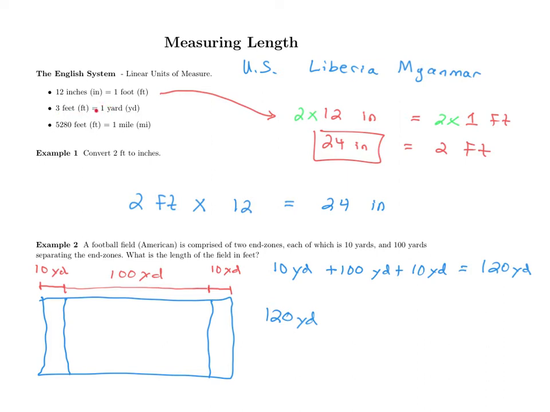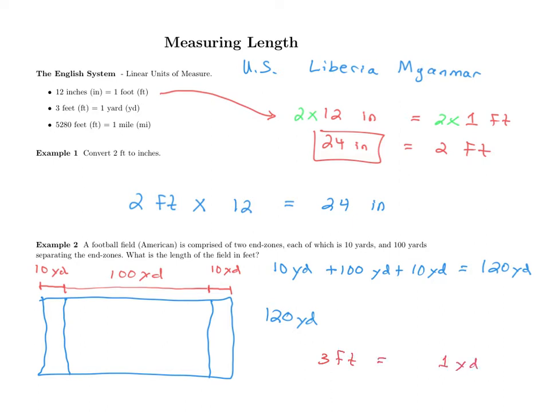But I want this to be 120. So what could I do to both sides of this conversion factor for that to happen? I can multiply both sides by 120. I can multiply 3 by 120 and 1 by 120. I'll actually put that work down here. We are told that 3 feet is the same thing as 1 yard.